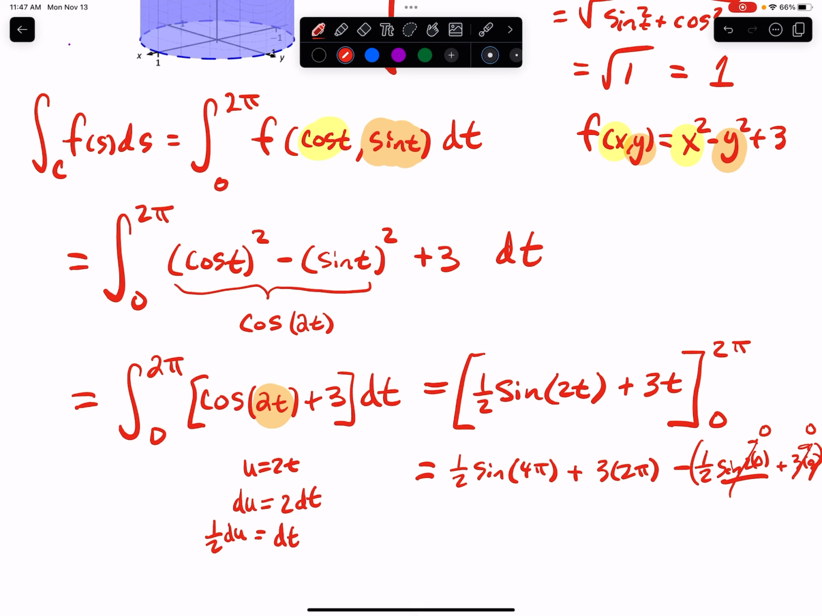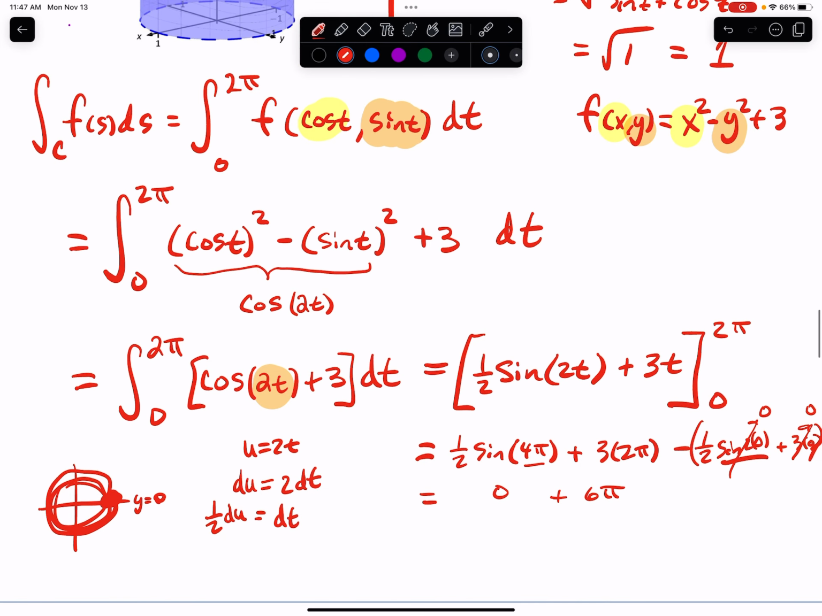Second part goes to 0. So what is the sine of 4 pi? 4 pi is, I go around the circle once for 2 pi, and then again. So the y value here is 0. Okay, so that's 0 plus 6 pi. So my answer is 6 pi, which is kind of interesting. 6 pi, that seems like a pretty simple answer for this area here.